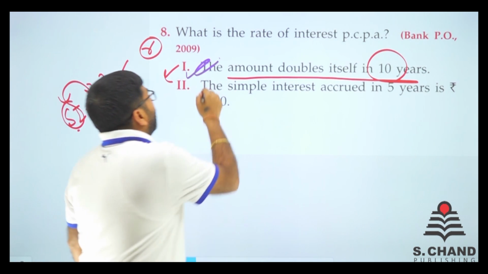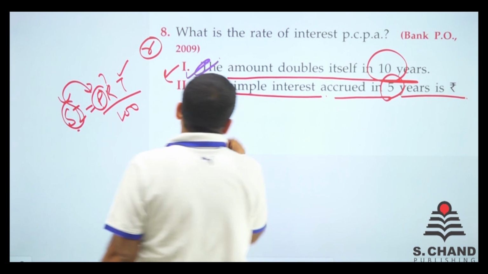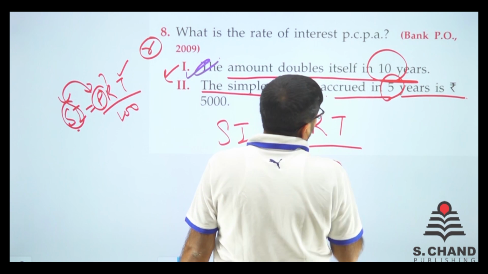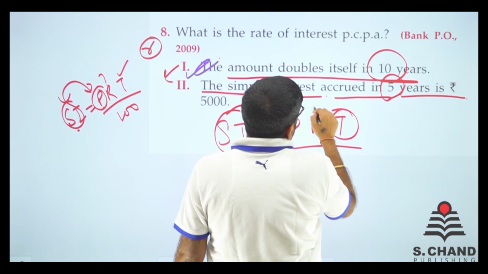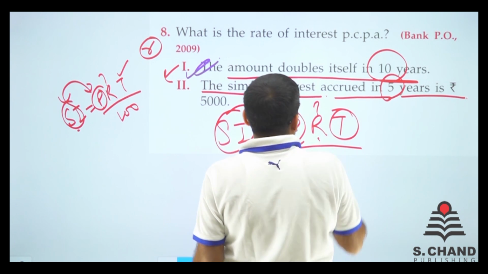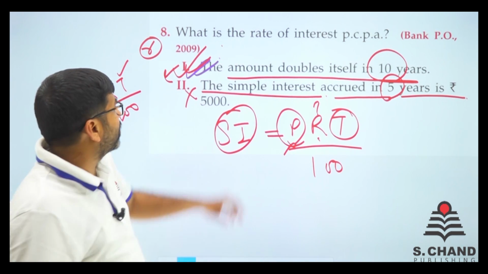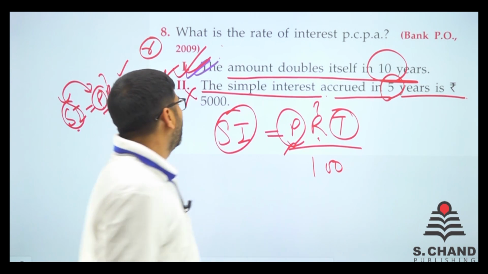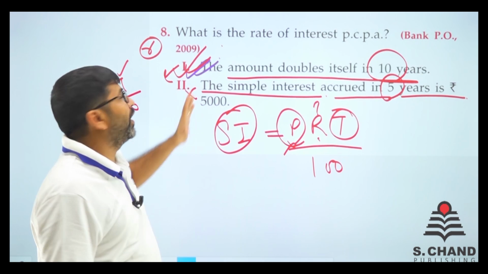No issues. The simple interest accrued in 5 years is rupees 5,000. So SI is equal to PRT by 100. Time is given, SI is given, and the rate we need to find out. But what is the principal? We don't know. If we don't know the principal, we don't know the rate. So the second is insufficient. Only data 1 will give the answer, because from this we can find it using the formula. Here we have been given two equations with unknowns we don't know, so this cannot be found out, right? This cannot be. So only data 1 is sufficient.